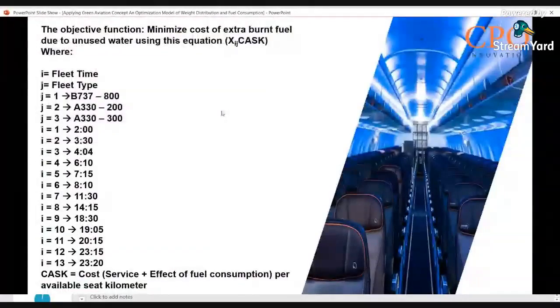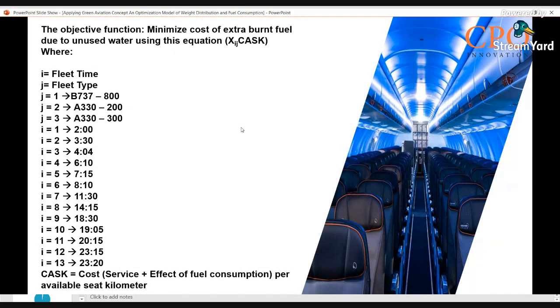Then we started formulating our mathematical model. First of all, we defined our objective function. Our objective was to minimize the cost of extra burned fuel because of the amount of unused water, using the term Xij. Let us not rush this and discuss it in a more brief way.